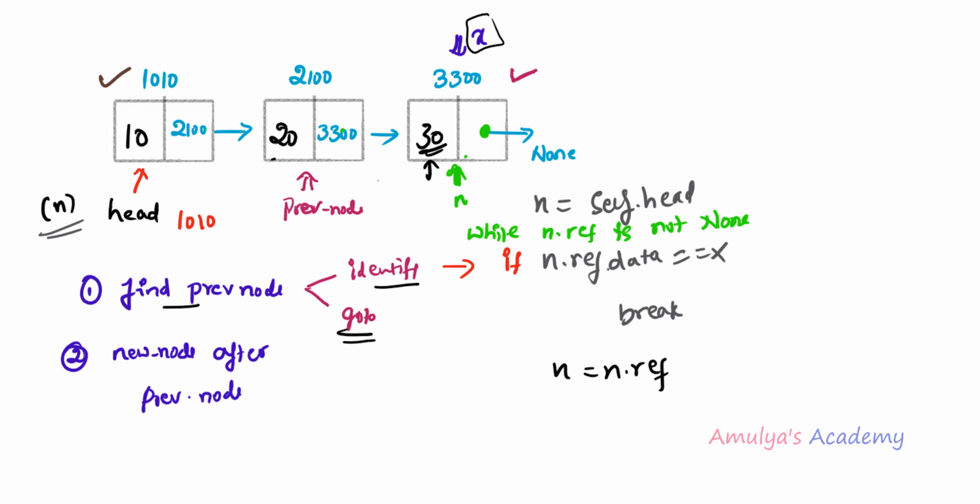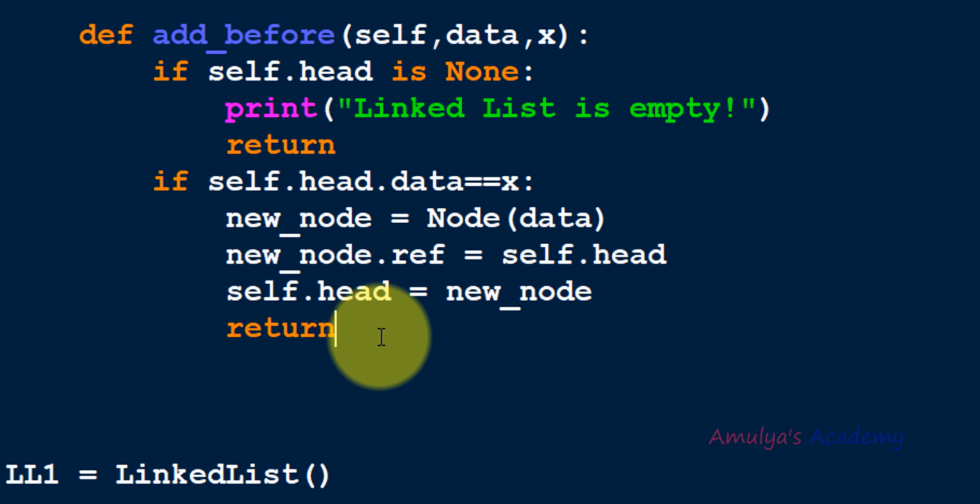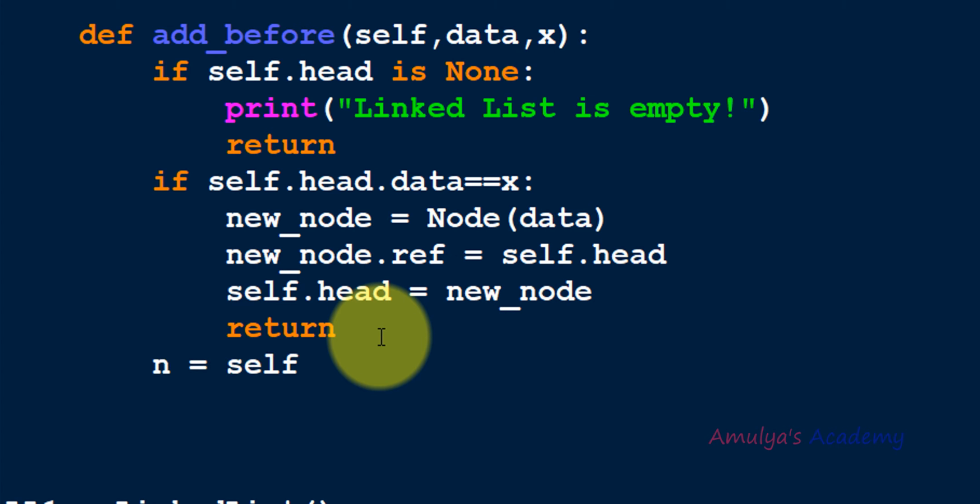Now, initially I'll take this as n and I'll check n.reference.data. That is, we'll check the data of the next node. Here we are not checking the data of the first node with the x. You may ask why. That is because we already wrote a separate condition for this. If we are adding the element or the new node before the first node, then we wrote the separate condition, right? That's why no need to check the data of the first node. Alright, so let's write the program now. So here after this, I need to take n as self.head. And next I need to write while n.reference is not none.